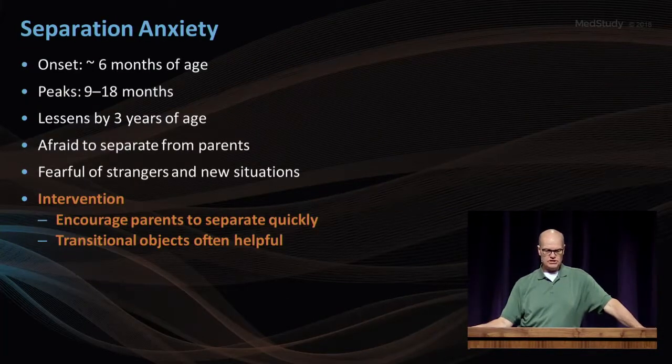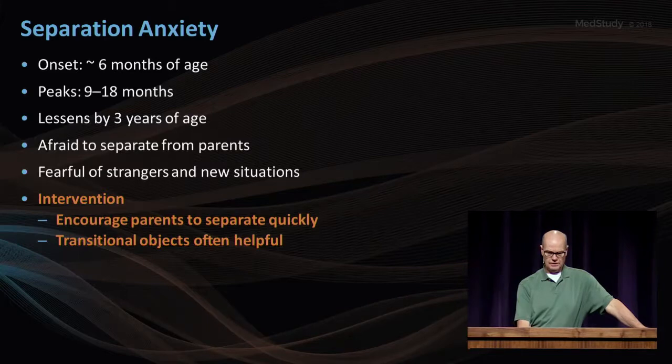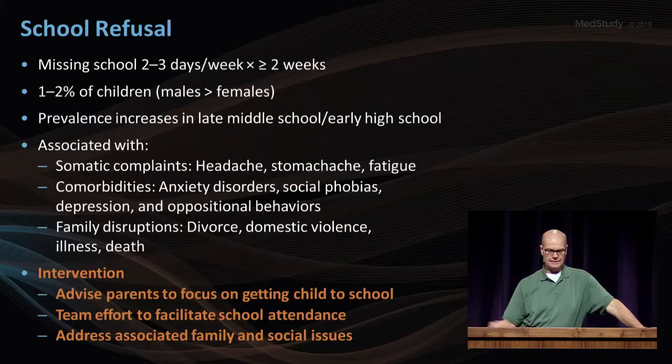All right, separation anxiety, typically around 6 months of age, peaks between 9 and 18, lessens by 3 years, and we've all had this probably with our own children as well as with younger children that we know. And the main intervention, so to speak, for your boards is just tell mom and dad to separate quickly. Don't keep coming back and saying goodbye, saying you're going to be okay, because that just starts the process all over again. And transitional objects are really quite helpful, especially around bedtime.